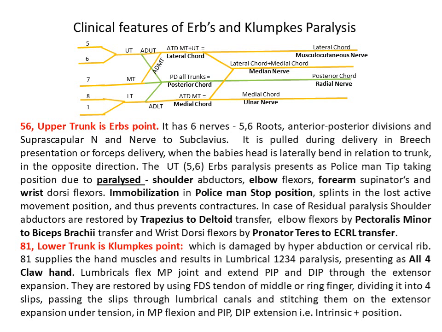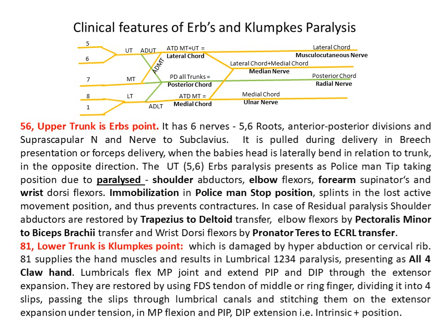8-1 or lower trunk involvement is Klumpke's paralysis, which can be damaged by hyperabduction, the cervical rib, or scalenus anticus syndrome. The 8-1 will supply the hand muscles through the ulnar and median and results in paralysis of lumbricals 1, 2, 3, and 4, presenting as all 4 claw hand, which is different from ulnar claw hand. These lumbricals flex the MP joint and extend the PIP-DIP joint through the extensor expansion.